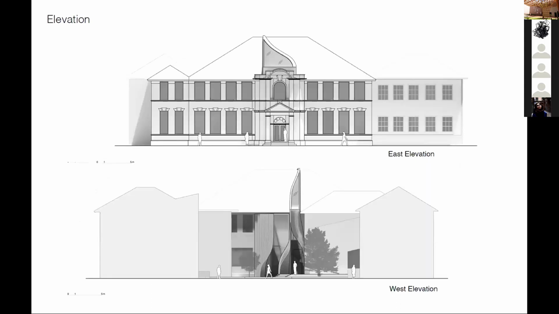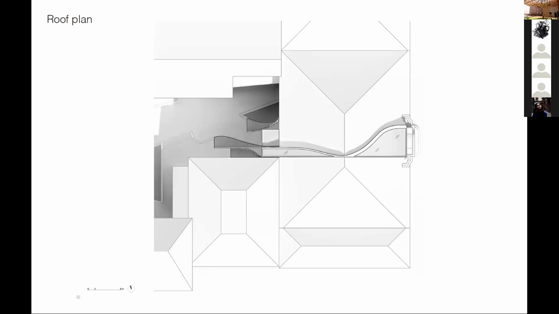We have our east elevation and west elevation. The east elevation is showing the front facade, and the west elevation is showing the back rear entry. And the roof plan is enhancing the amount of light coming into the main circulation with the use of skylights, as you can see it's outlined.